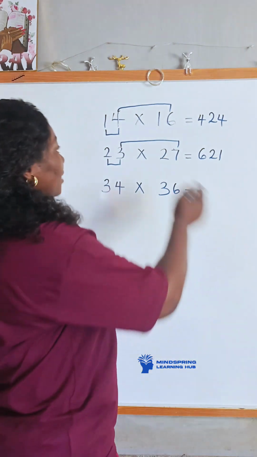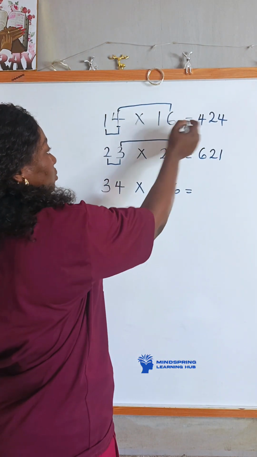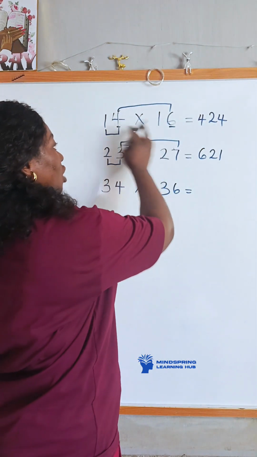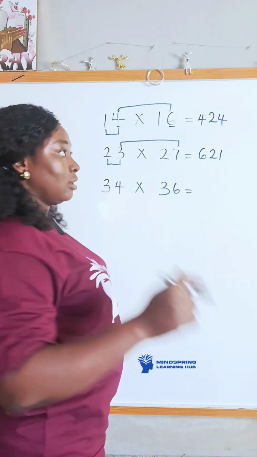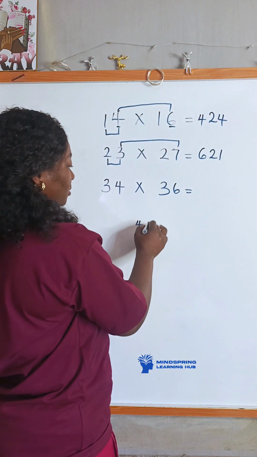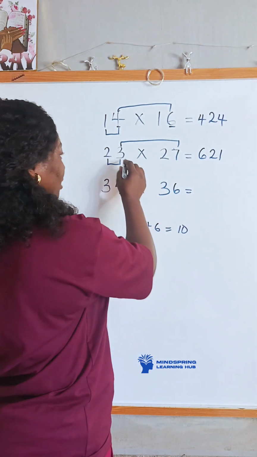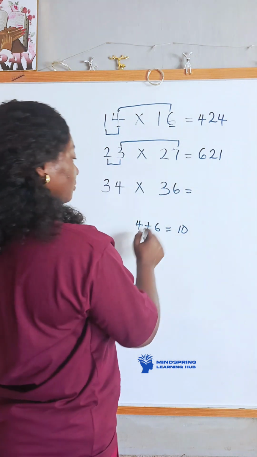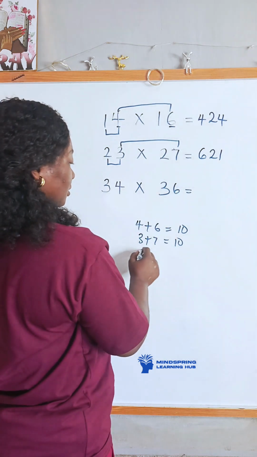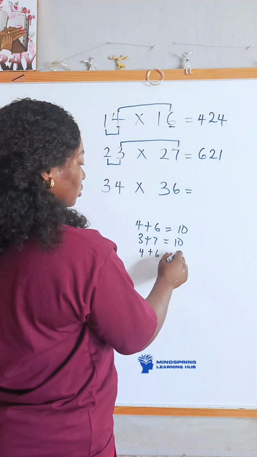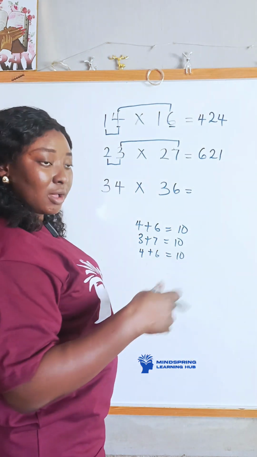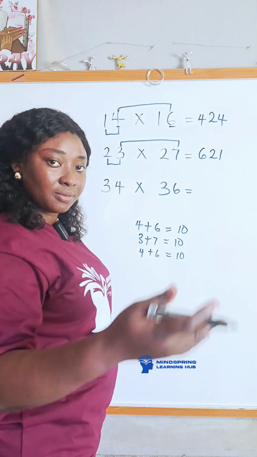Anytime you see that the ones place value, the unit place value, sums up to be 10, you apply this method. What do I mean? Look at it. You have 4 plus 6. That's 10. Check the ones place value for this. 3 plus 7, that's also 10. 4 plus 6, that's also 10. Now, what other numbers? 2 plus 8, 1 plus 9, that's 10. 5 plus 5.